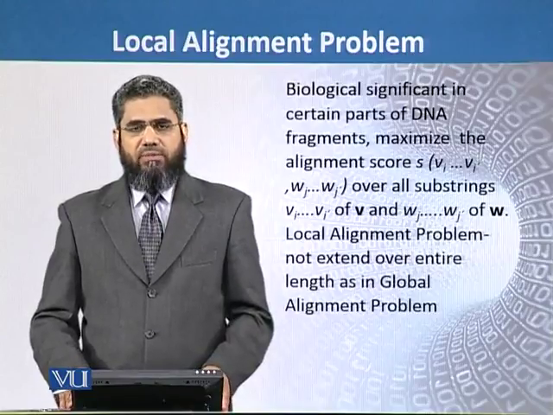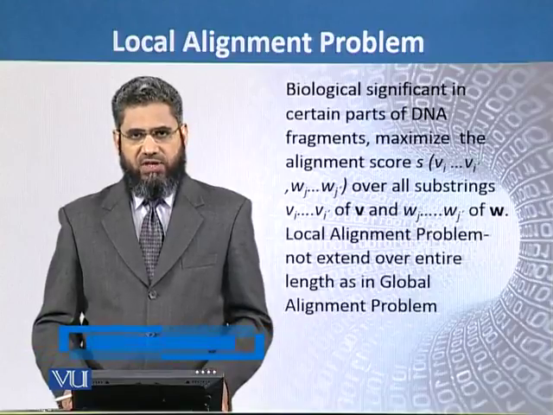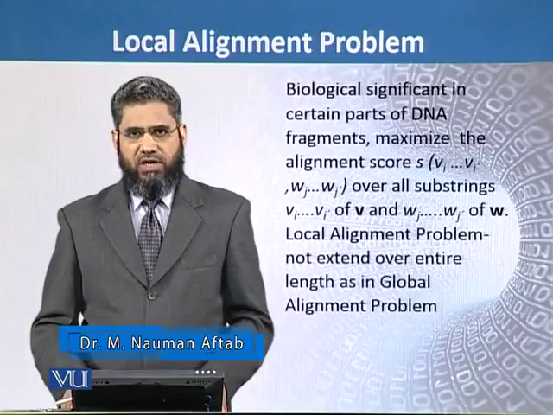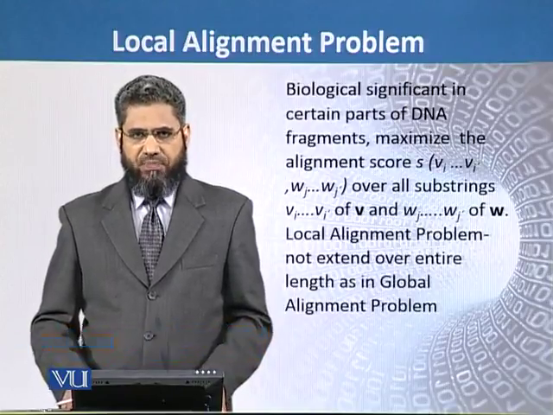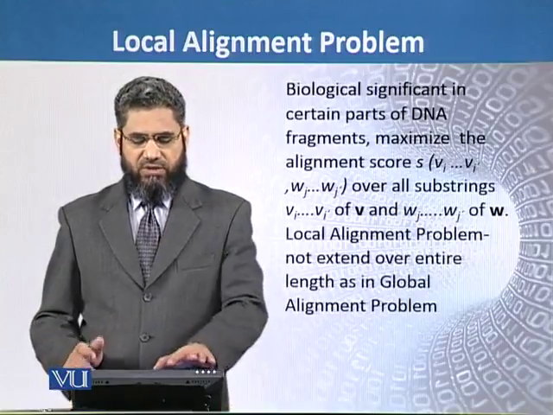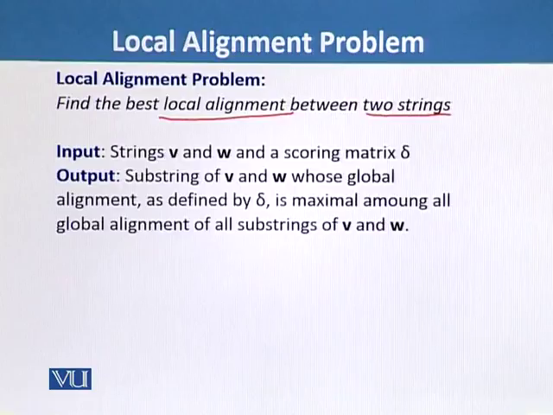So this local alignment problem is only concerned with a specific part of the DNA. And in this local alignment problem, we do not need to consider the whole sequence of the two strings, as is considered in global sequence alignment. So in the local alignment problem, our target is to find the best local alignment between the two strings. It could be DNA or proteins.